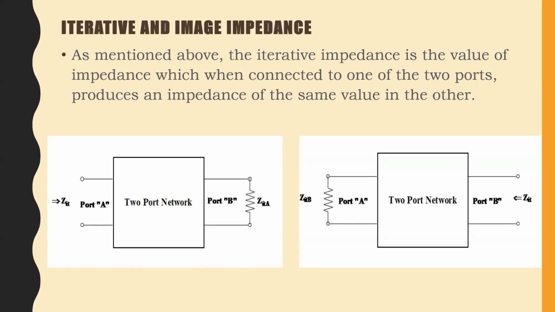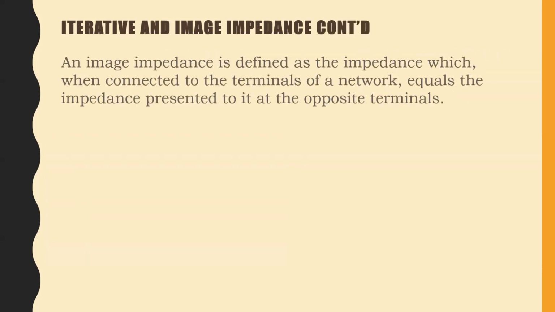So we go further and we define another impedance known as the image impedance. With the iterative impedance, I put it at the other port, and when I measure the opposite port, I'll get that impedance. Your image impedance is defined as the impedance which, when I connect it to the terminals of the network, equals the impedance presented to it at the opposite terminals. Now I can tell you straight up that that doesn't make much sense, eh? Doesn't sound like much.